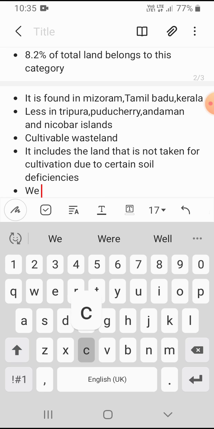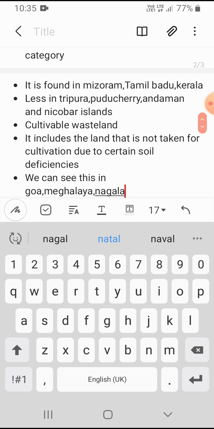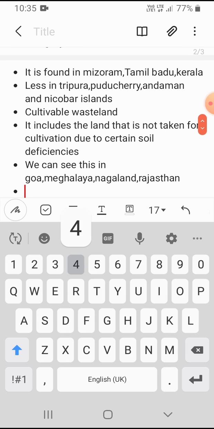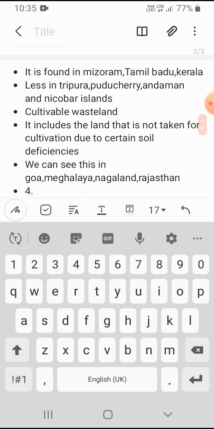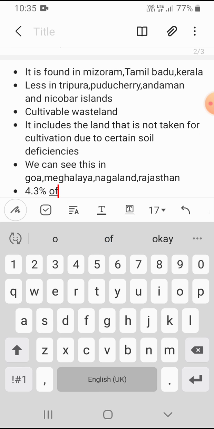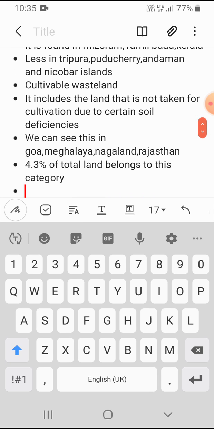And we can see this in Goa, Meghalaya, Nagaland and in Rajasthan. We can see this type of land, as well as the 4.3% of total land we can see in 3% of total land belongs to this category.